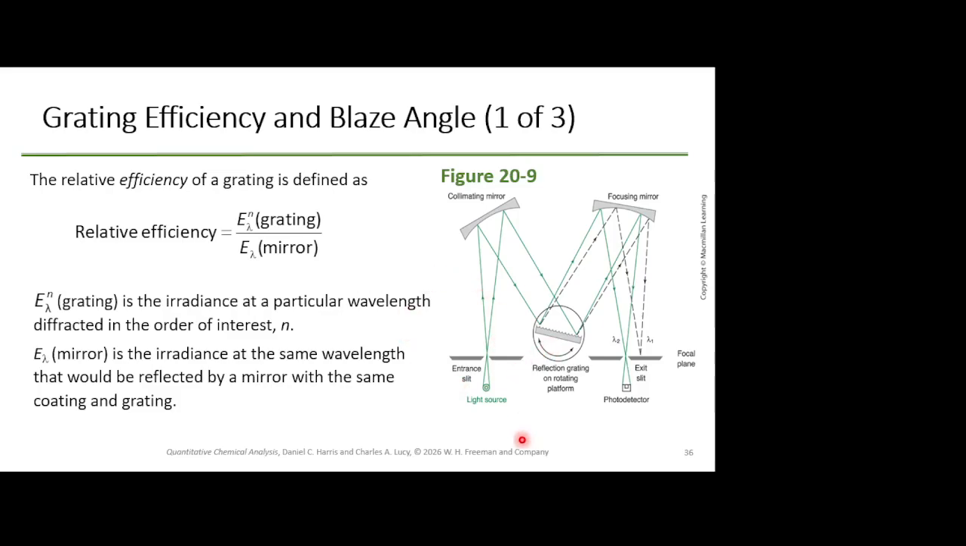So this right here, light source, slit, we get it into a nice little narrow beam. Then it's going to spread out as we go away. This is a collimating mirror. It's going to get it so it's parallel.